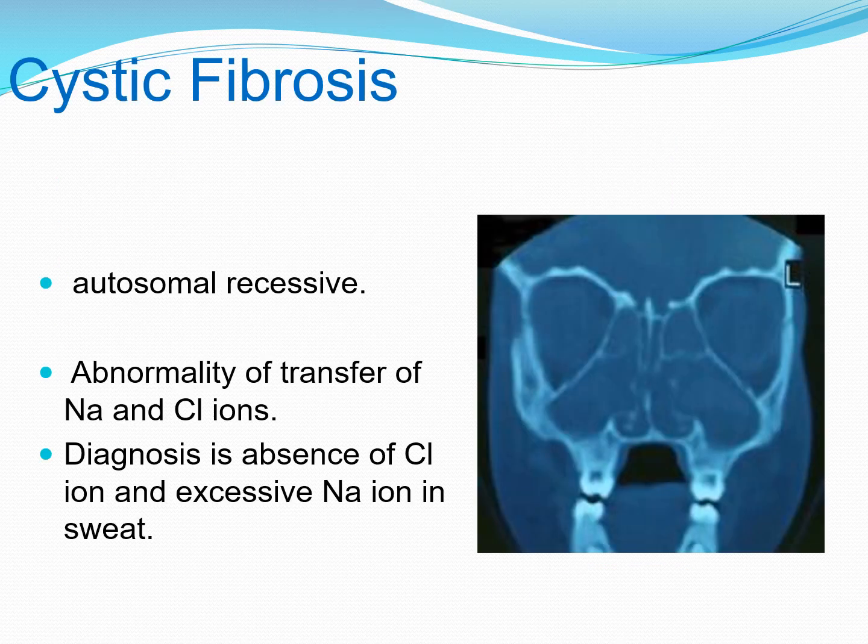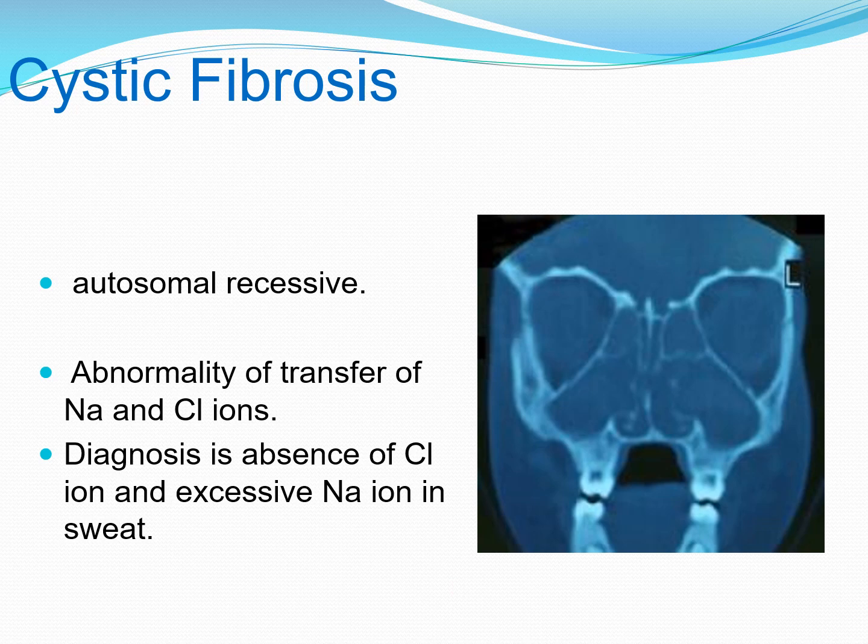So cystic fibrosis is an autosomal recessive condition, and there will be absence of chloride excretion in the sweat gland. So there will be no excretion of chloride ion. So diagnosis is based on the examination of the sweat, and the patient will give a history of thick mucoid secretions inside the nasal cavity as well as in the lower respiratory tract. And on CT and X-ray PNS, you will see haziness in all sinuses.